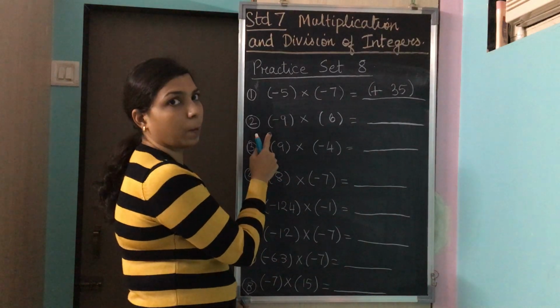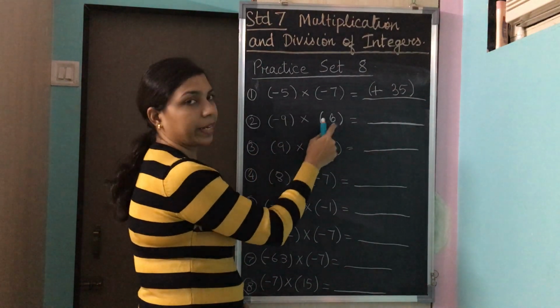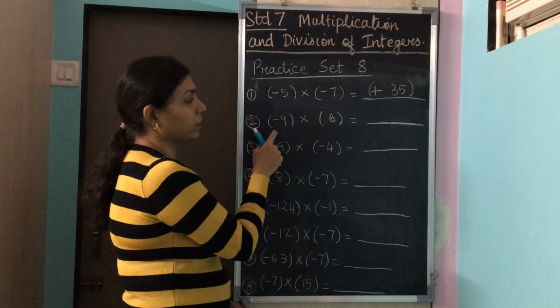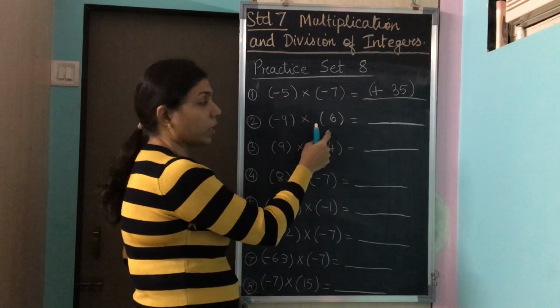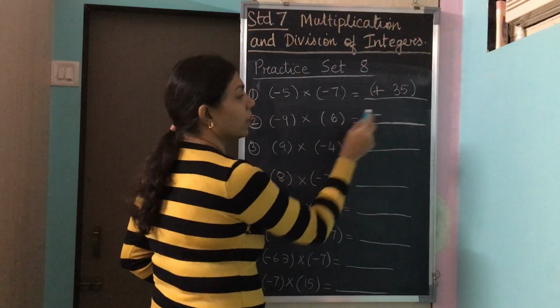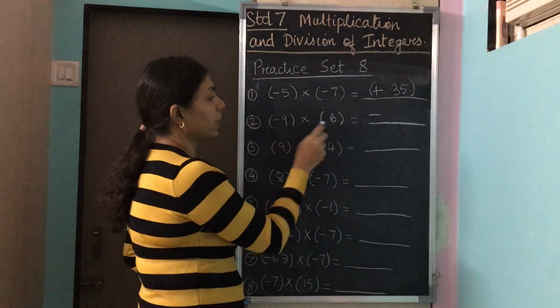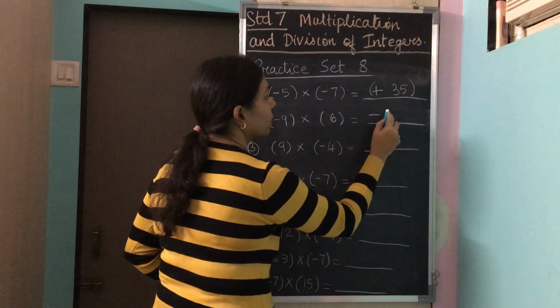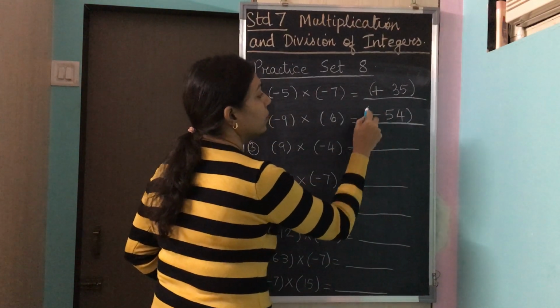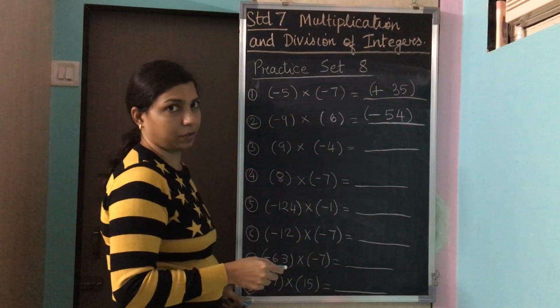The next one, minus 9 into minus 6. So minus multiplied by a positive number. So your answer is going to be a negative number. So 9 multiplied by 6 gives us 54. Your answer is minus 54.